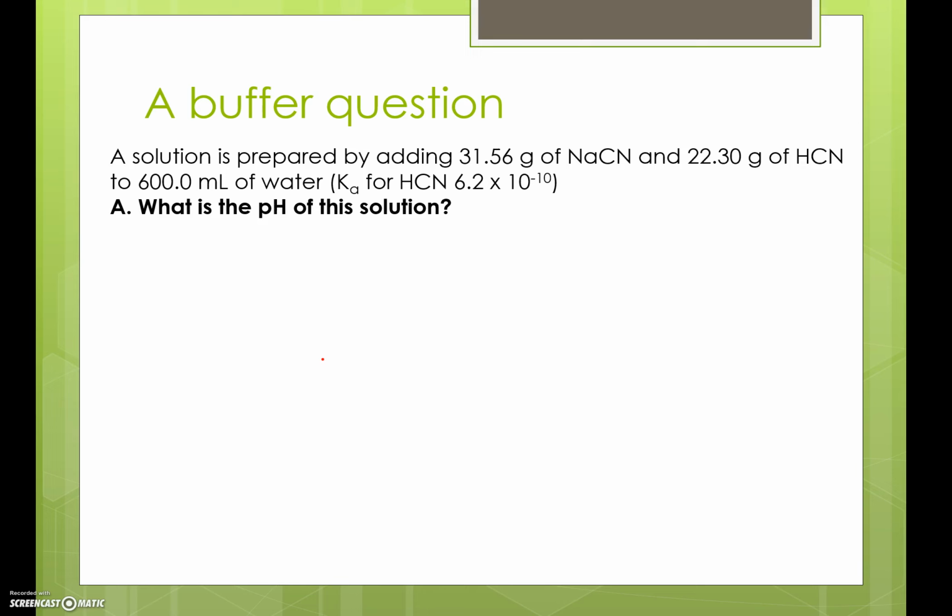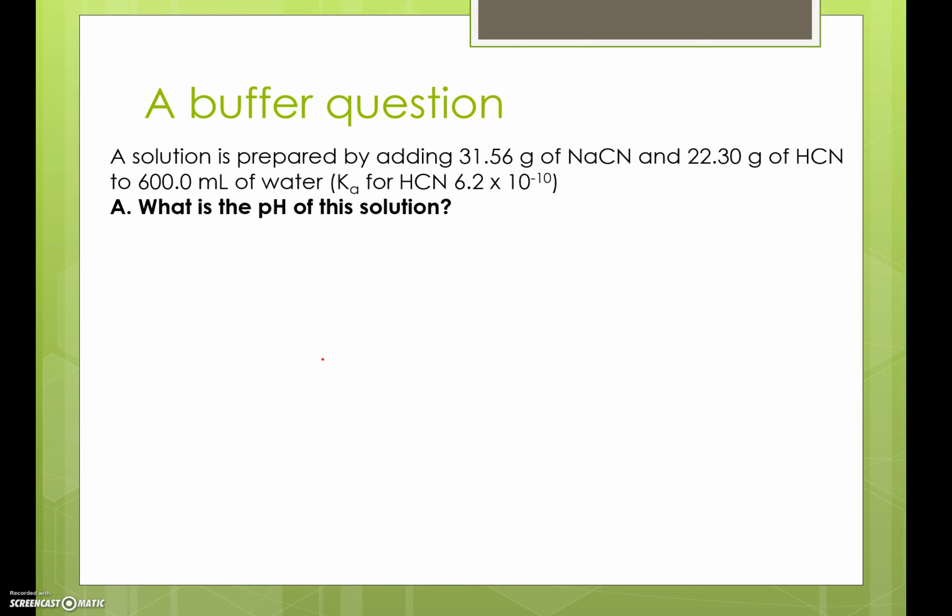So in this particular problem, we're going to make a buffer solution that contains sodium cyanide and hydrocyanic acid in solution, and we're going to calculate the pH of that buffer solution. Once we do that, we're going to add a strong acid to that buffer solution and see how the pH is affected. So in our first step, we want to calculate the pH of the buffer solution.